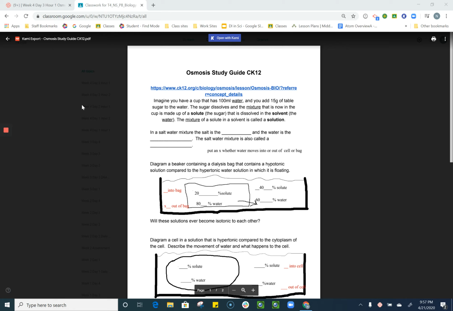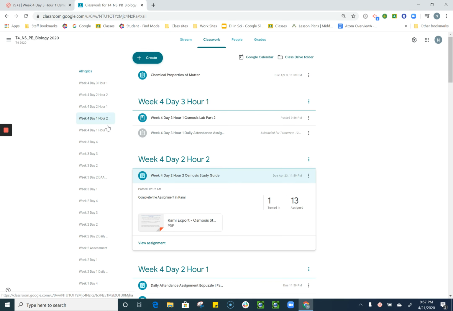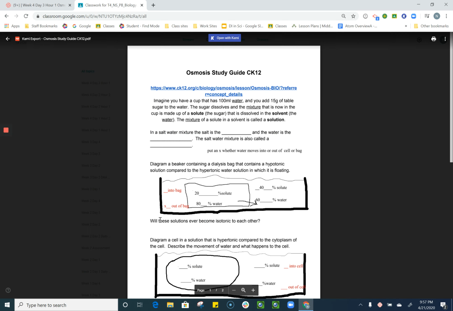I wanted to go over this worksheet with you. I felt like this is probably a little harder than some of the ones you've been asked to do. I wanted to take you through the very beginning of it. As you can see, if I go back, let me go back.